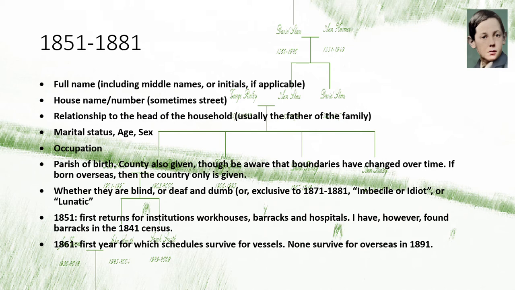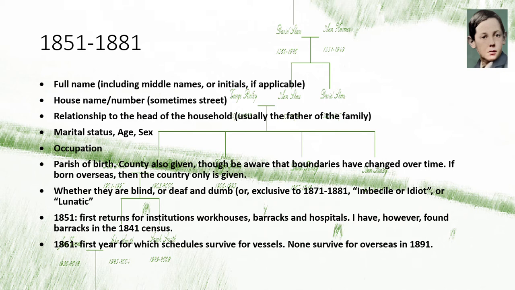We get their occupation. This time we get their parish of birth. The county is also given, however be aware the boundaries do change over time. Say you're told it's in this parish, in this county, and you think, oh great, this website has got those counties' baptisms. Just be aware that if boundaries have changed over time, then that archive might not necessarily have access to those records anymore, and you might need to go to the new county collection. If they were born overseas, then only the country of birth is provided.